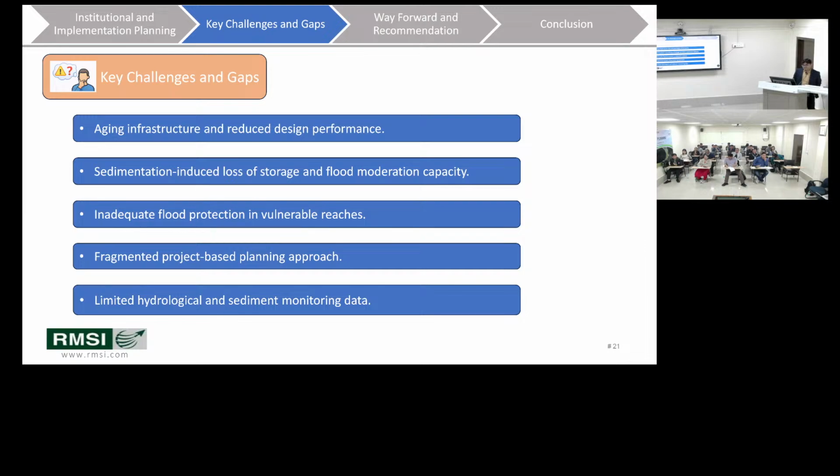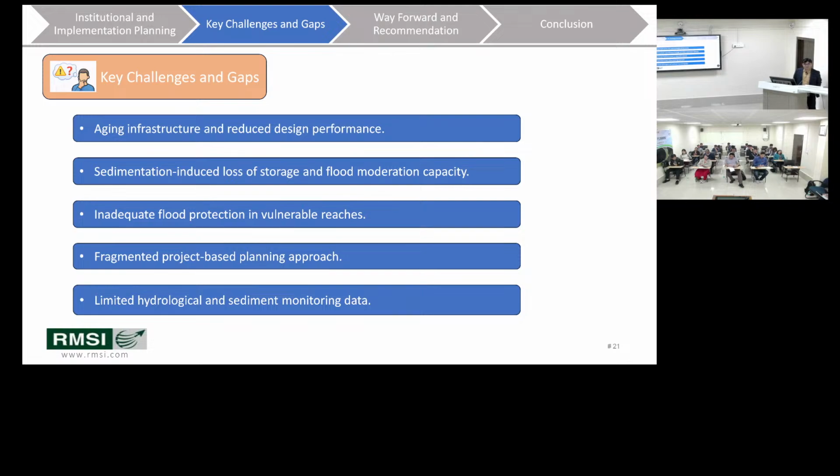And challenges: aging infrastructure and reduced design performance, because today you are planning to design a structure for 50-year return periods, but depending upon the infrastructure location, the soil strata, other climatic factors, and the volume of water being received by the storage structure. So these are some challenges, because in order to have an accurate design, you should have some buffer in mind.